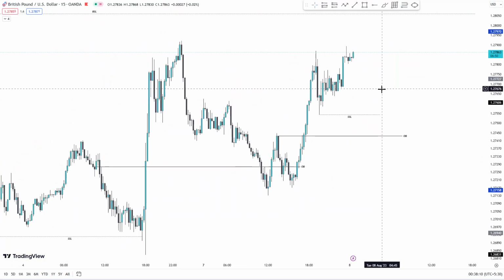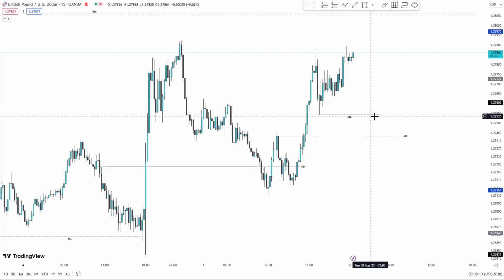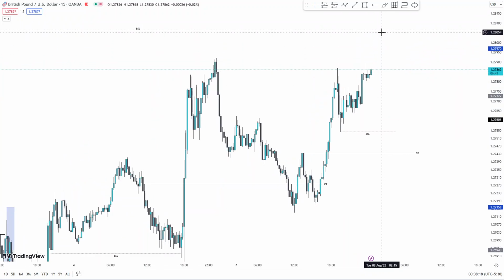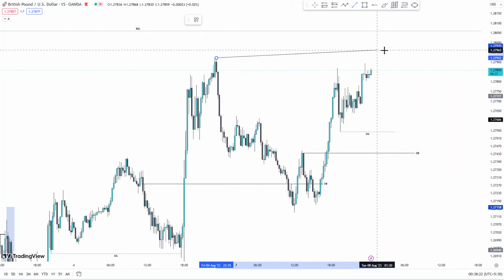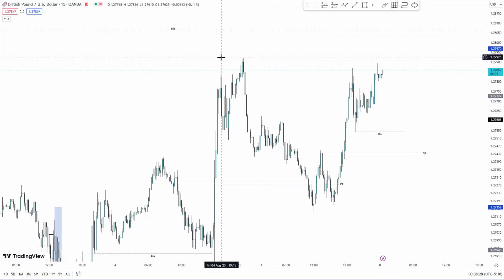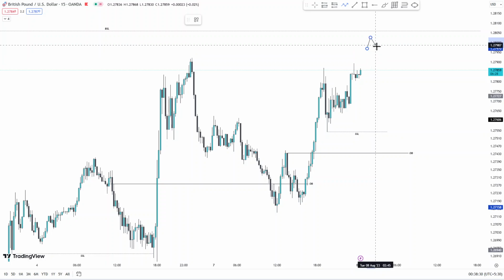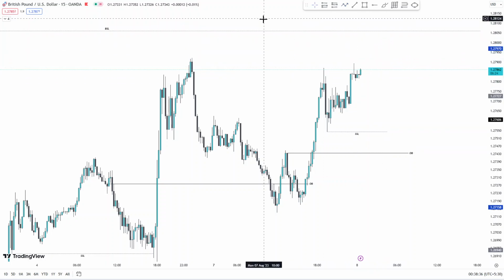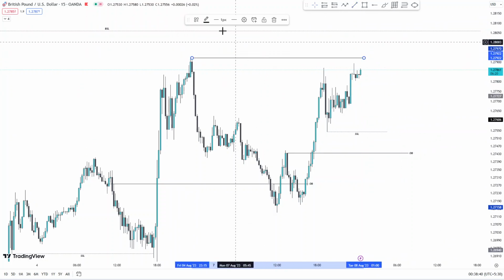In GU, we have the sell side liquidity. I'll look for longs below this sell side liquidity, and obviously I look for shorts. I mean, we can look for shorts here too, but you should be precise on your entries if you're shorting here, because you'll have liquidity just above your entry. So you'll have to be precise with your entry here.